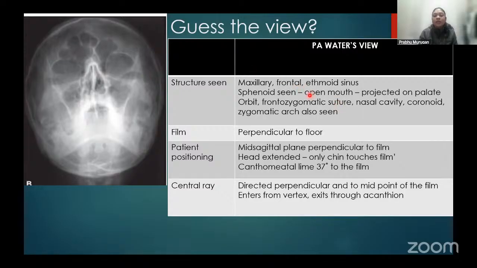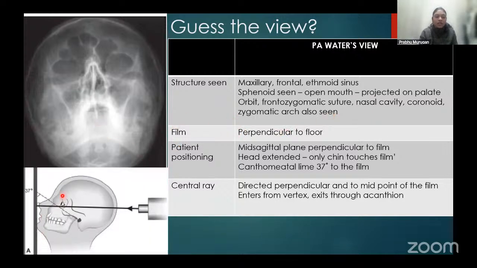and also you can see this when you take an open mouth projection. So in the PA Waters view, only your maxillary, frontal, and ethmoid will be seen clearly. Sphenoid sinus can be seen only in case of an open mouth projection or in a different X-ray, which I will tell you next.